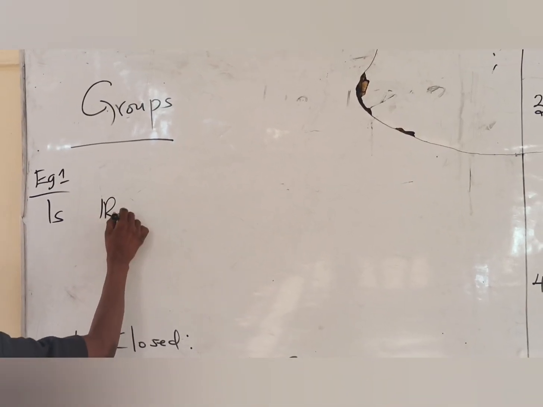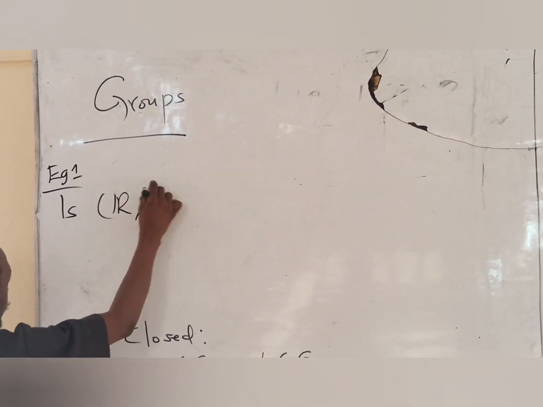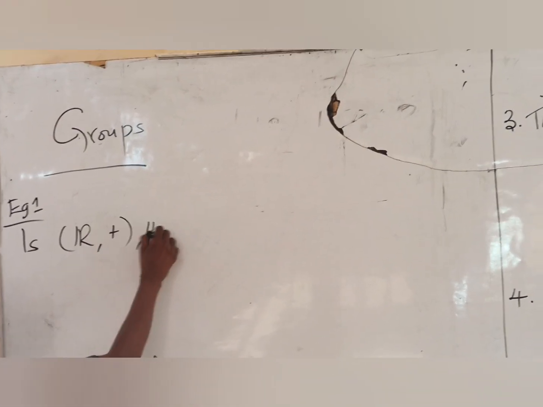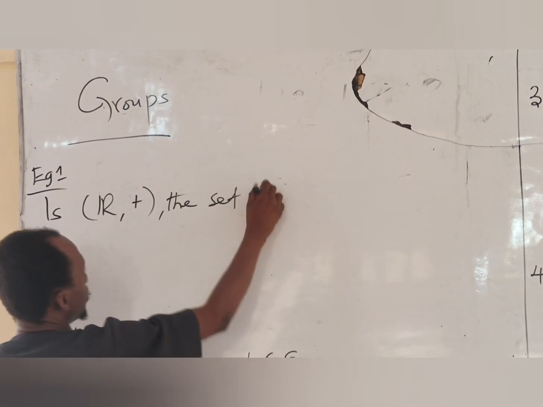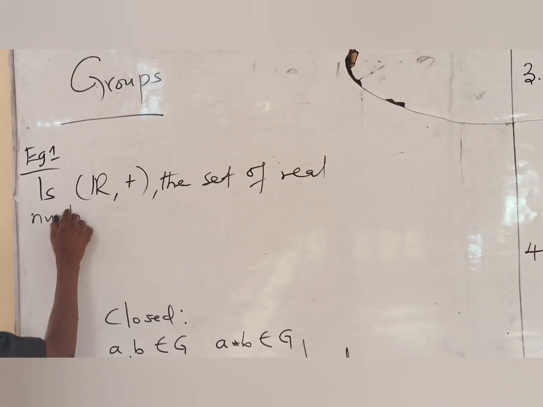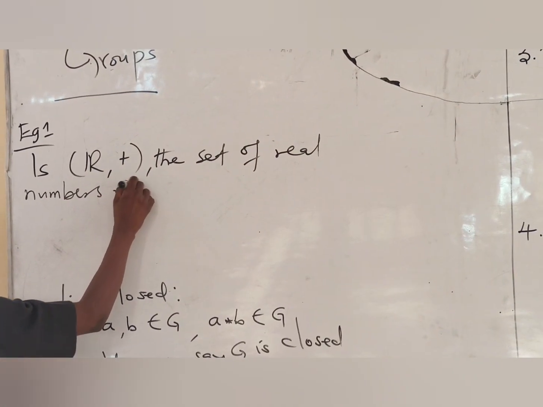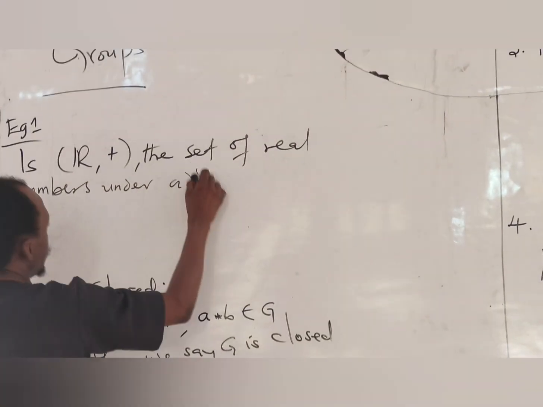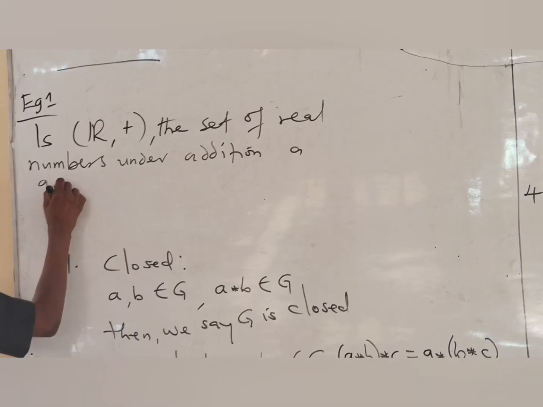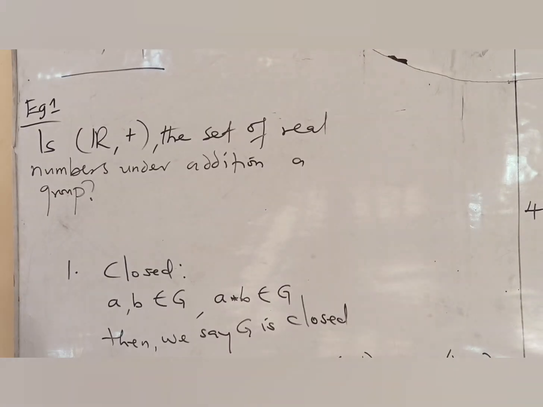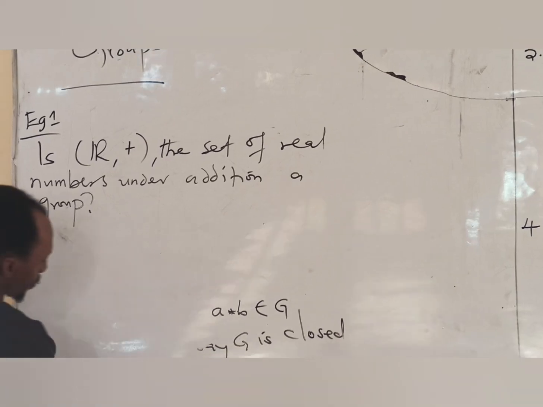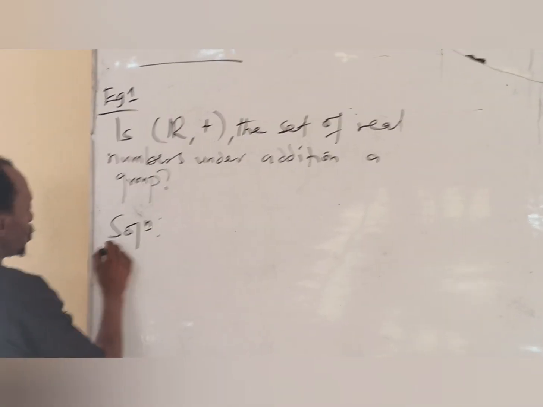So let us give a few examples. Example 1: R, plus. The set of real numbers and addition. Is it a group? Okay, so example 1. Is it actually a group or not?